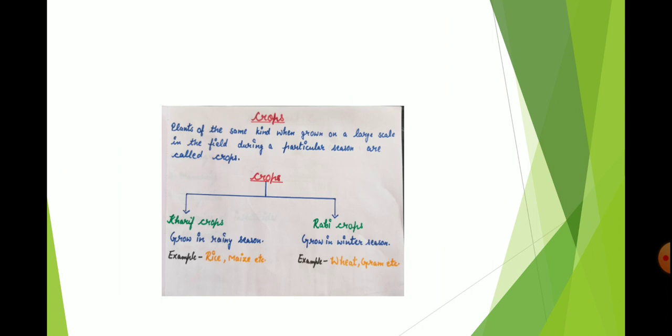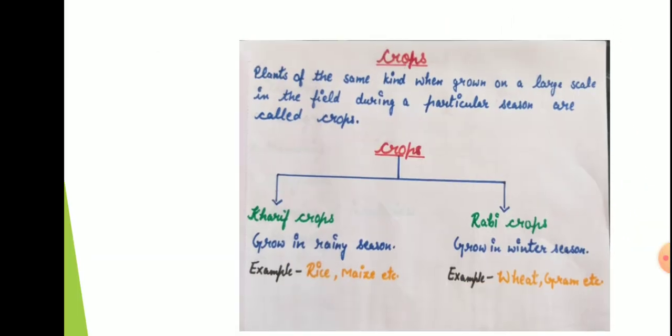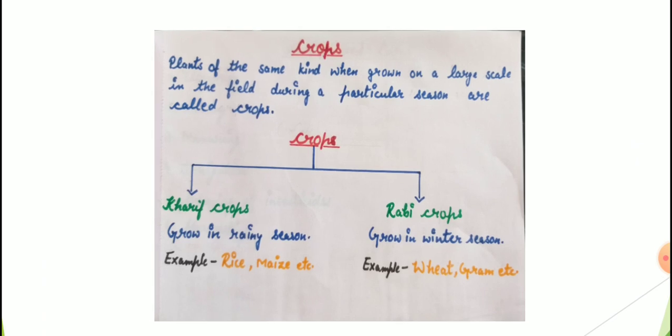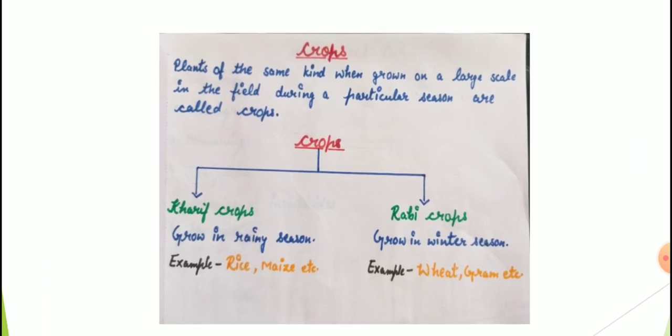Next is crops. So, what is the meaning of crops? Crops means plants of the same kind grown on a large scale in the field during a particular season. Crop examples are wheat, rice, maize and vegetables. These are examples of crops.